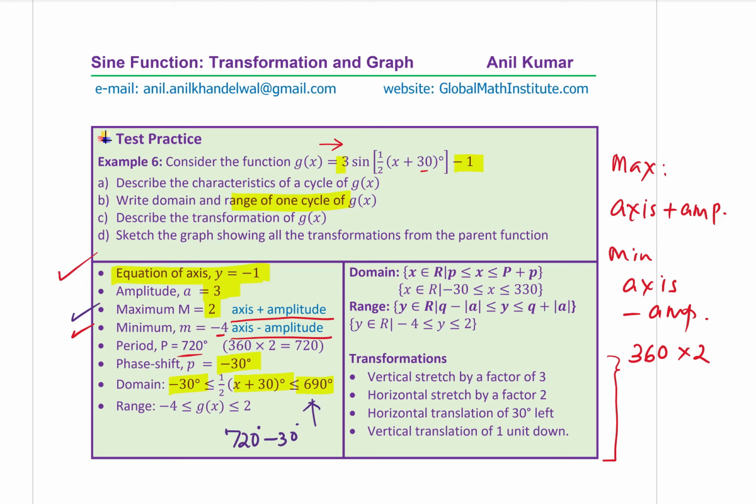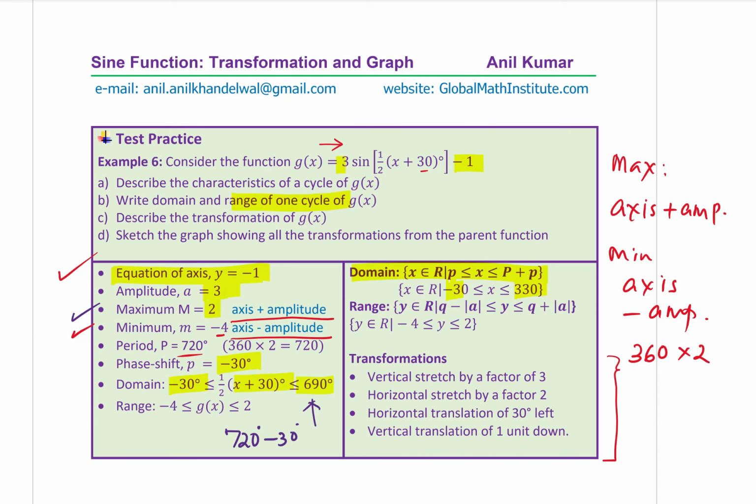Now here is a general formula for domain of the function. It's very important that domain in general will be including the phase shift, and then it is from whatever the phase shift is. If it is minus or plus, that value of p. So phase shift to period plus phase shift, right? That is what the domain is going to be, correct? So in this case, phase shift was minus 30. And so minus 30 plus 360 gives you 330. That is how you get the domain.